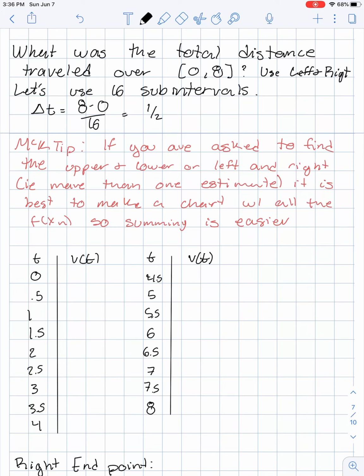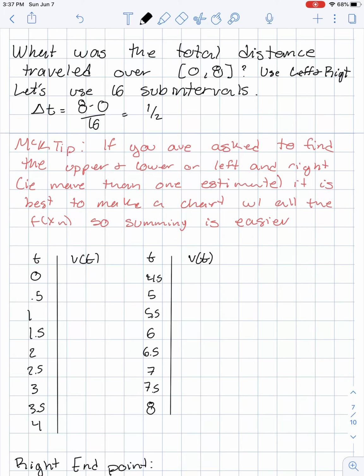This is also really good for upper and lower because you can look at, okay, these are my endpoints of subinterval 1. Which one's bigger? That one. Subinterval 2, between 0.5 and 1, and so on. So it's really helpful for that. And also when you're doing more than one, it's really easy to go back and see all my information in this one little area.